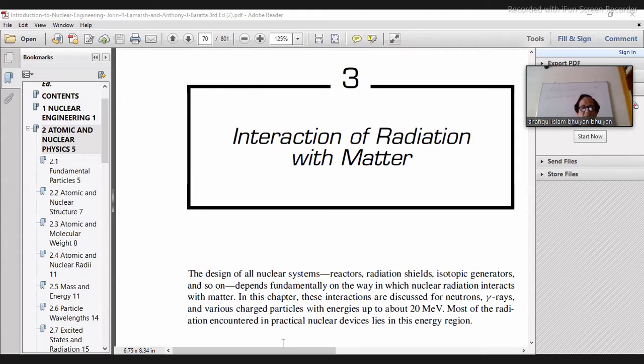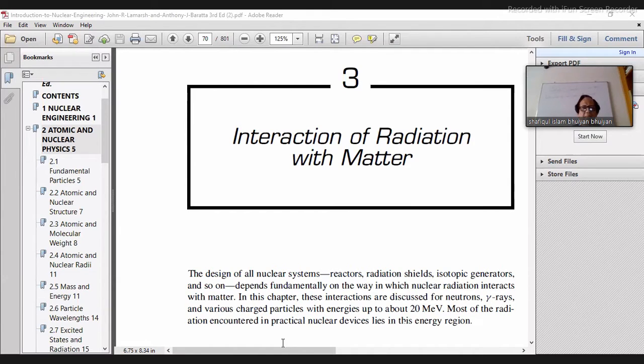For neutrons and some charged particles, we will see some charged particles are our concern. And most radiation in nuclear systems falls within this range, 0 to 20. And I just told you we have some charged particles also. There is a basic difference between the charged particle interaction and the uncharged particle. Neutron is an uncharged particle. And we will have alphas, betas, and other charged particles, protons, and neutrons, etc.